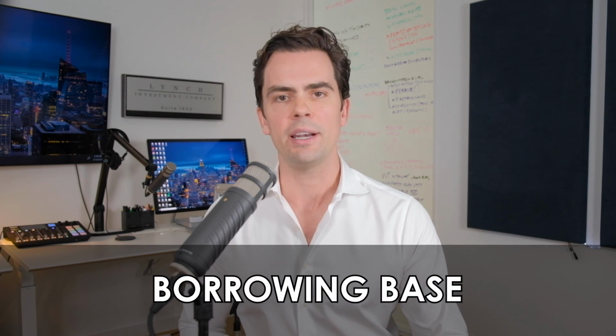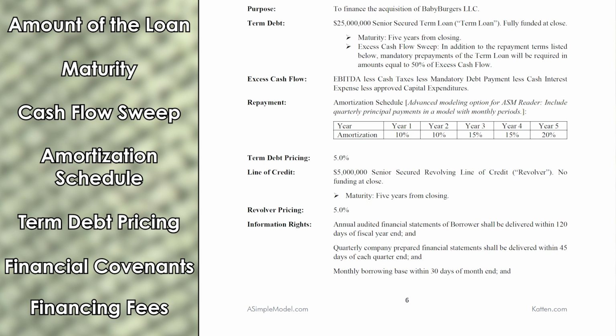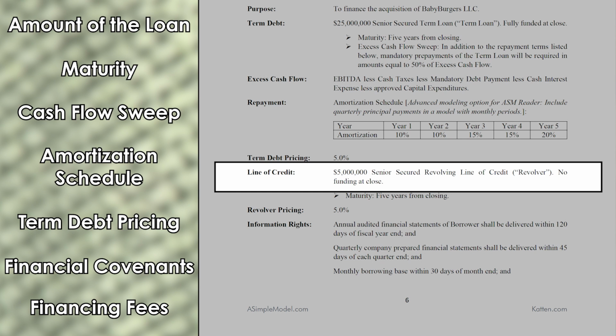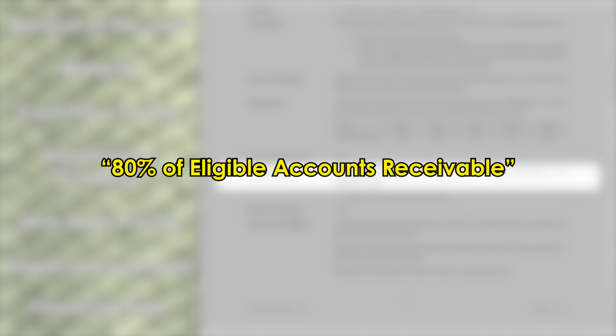In addition to the information available in this example term sheet, you would also want to ask the lender about the borrowing base available in the line of credit. In this term sheet, it is expressed as a fixed sum of $5 million, but this will generally be tied to working capital accounts. By way of example, this might be limited to 80% of eligible accounts receivable.